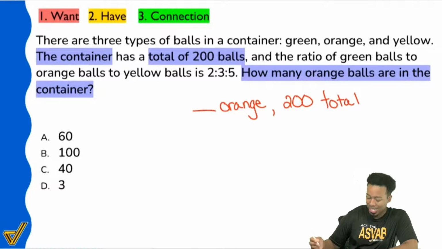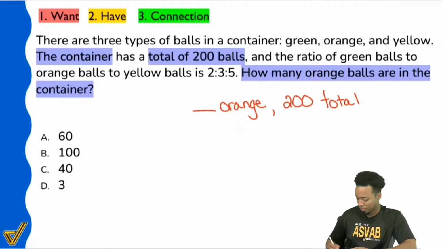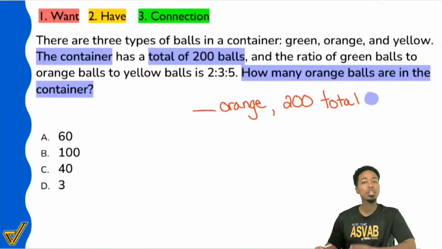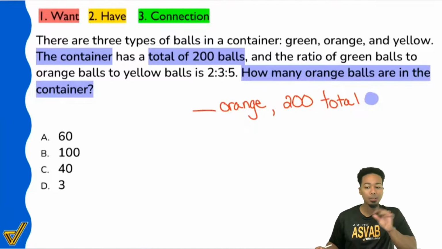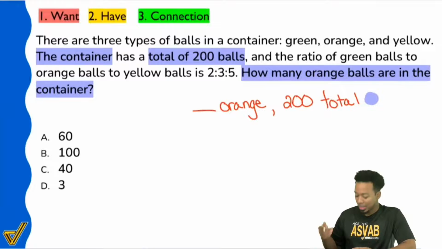Yes or no, my party people, does that make any sort of sense at all? You tell me. Does that make any sort of sense at all? Because we're looking for the number of orange in the container, and we have 200 in the container, that comparison can be made.